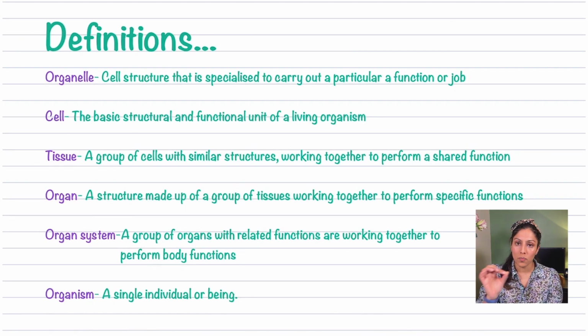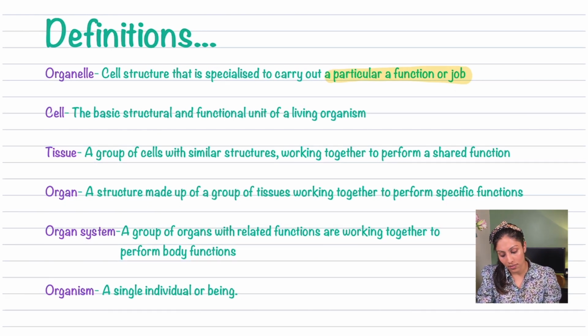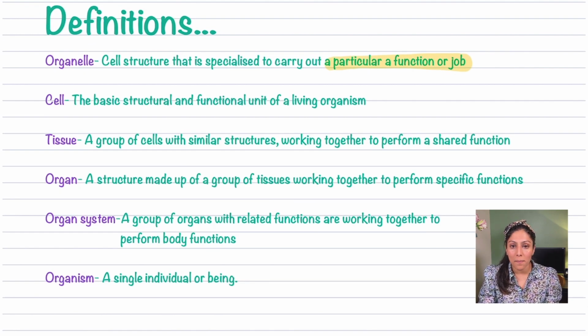So we start off with the smallest, which is the organelles. Now these are your subcellular structures. So they're the little things that are found within each cell, and they are specialized to carry out particular, or even better, specific functions or jobs. If you just want a quick reminder about what different organelles you have in your cells, check out my last video on cells. Now, the cell itself is the basic structural and functional unit of a living organism. So your basic structural and functional unit of a living organism.